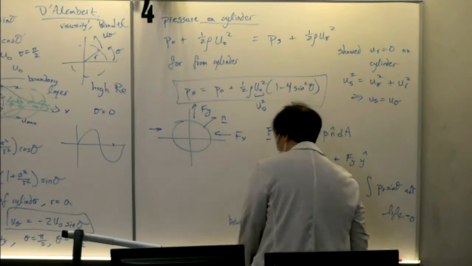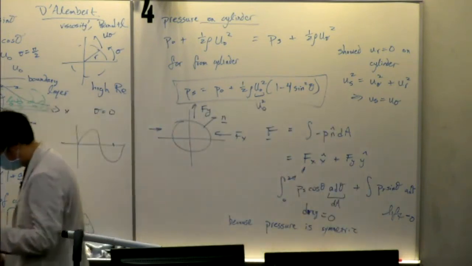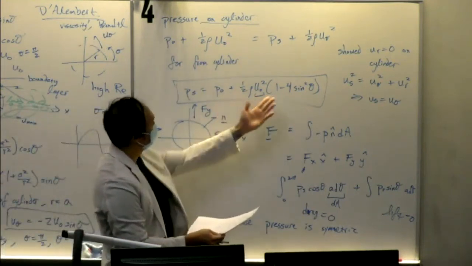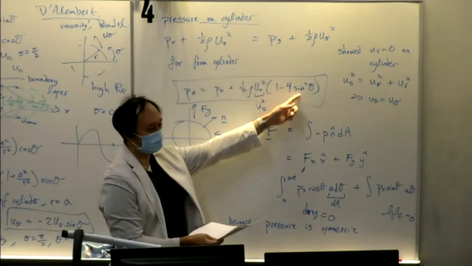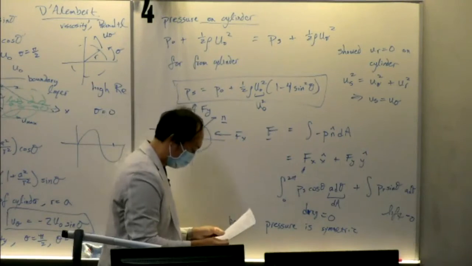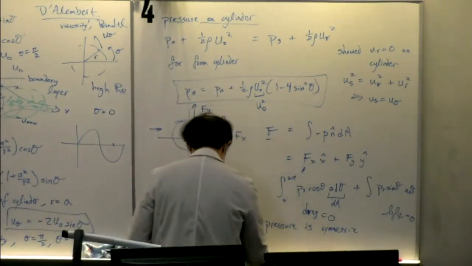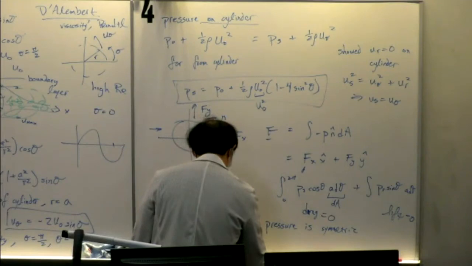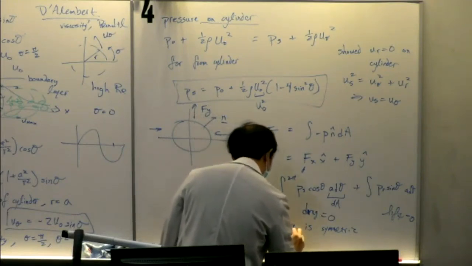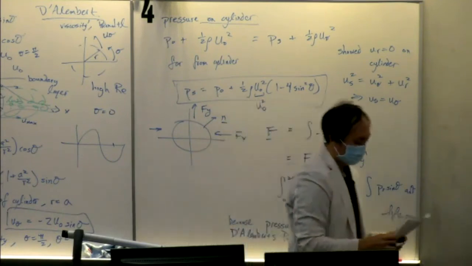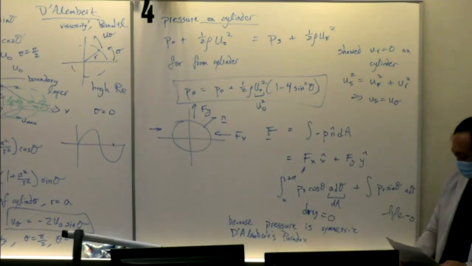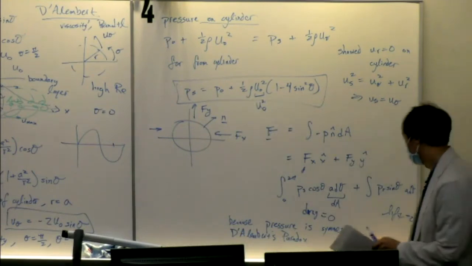You can only get drag if you have an asymmetry in pressure, higher in the front and lower in the back. But if you plot this, theta equals 0 gives the same as theta equals pi, because it's sine squared theta, so it's agnostic to the two. That's not good. This is called D'Alembert's paradox. Paradox meaning they know it can't be true because real cylinders have drag, but they have no other way to get around it. All right.